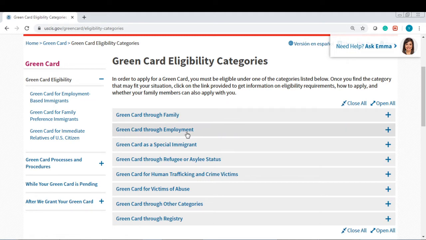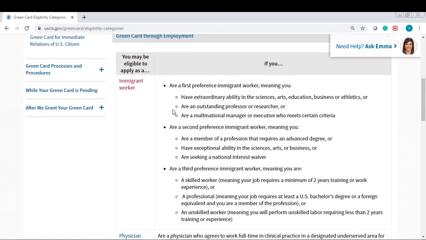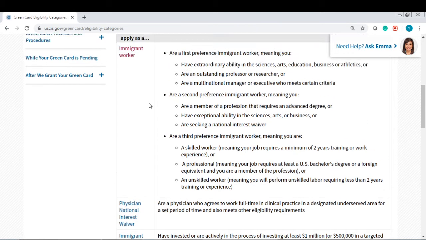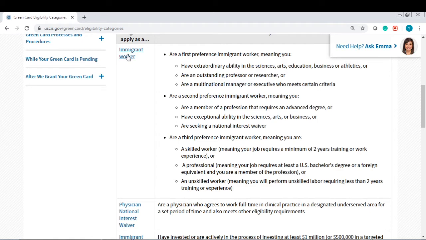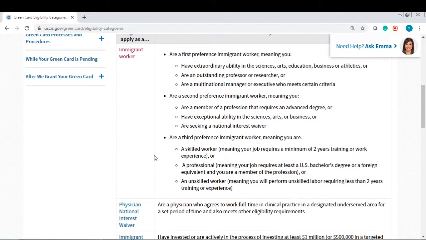But today I want to go with green card through employment. For this type, there are three subcategories: immigrant worker, physician national interest waiver, and immigrant investor. Today, my focus will be immigrant worker. I will talk about these two later in other videos. For immigrant worker, there are three preferences called the first preference, second preference, and the third preference. Let's go and get the details.